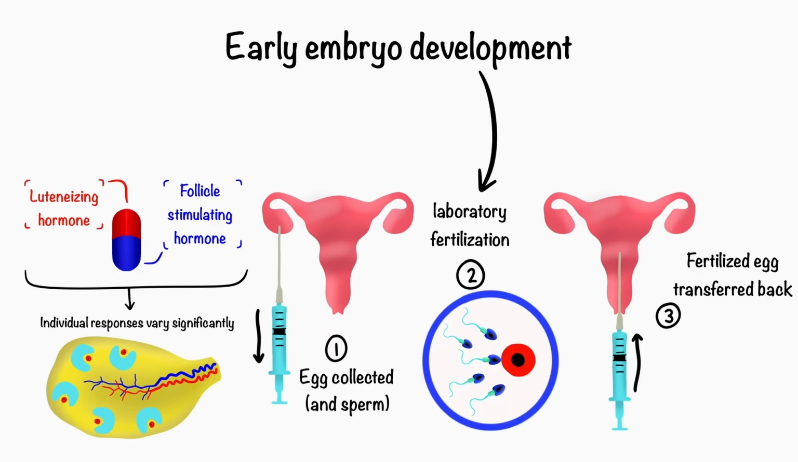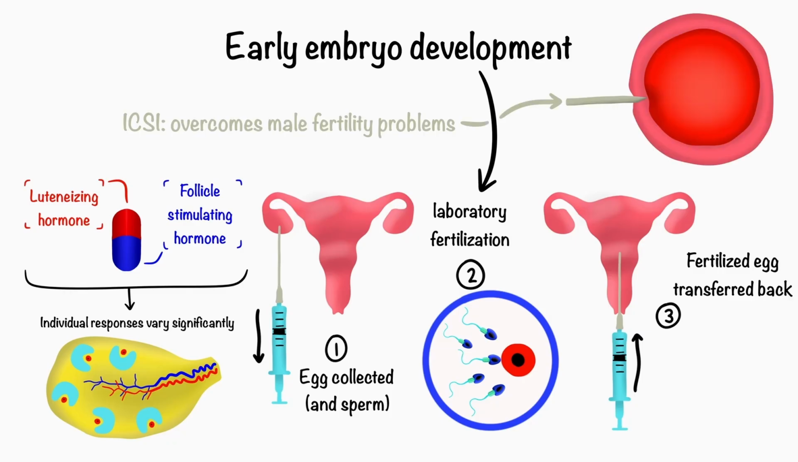The collected eggs are then combined with sperm in a laboratory dish. If fertilization occurs successfully, the resulting embryos are grown in a special incubator. For couples where the man has a very low sperm count, a technique called intracytoplasmic sperm injection may be used. This involves directly injecting a single sperm into an egg.